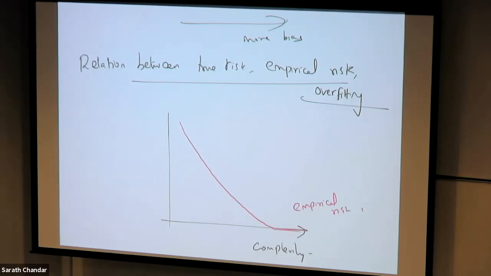Now my true risk, on the other hand, is not following the same trend. Okay, my true risk will reduce only up to a certain complexity. After that, I will start overfitting. Okay, now this complexity, whatever you have before this, right? So this is your underfitting region, and this is your overfitting region. What you are looking for is something in between, right? The situation where you have perfect generalization.